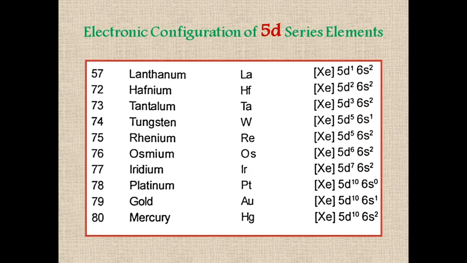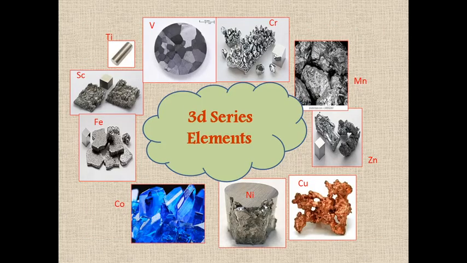Similarly, the electronic configuration of 5D series elements: lanthanum, hafnium, tantalum, tungsten, rhenium, osmium, iridium, platinum, gold and mercury, and the electron enters into the 5d shell. So the elements from 5d1 to 5d10, that is atomic number 57 to 80. These are the 3D series elements: scandium, titanium, vanadium, chromium, manganese, iron, cobalt, nickel, copper, zinc.